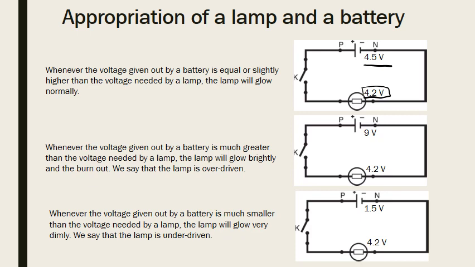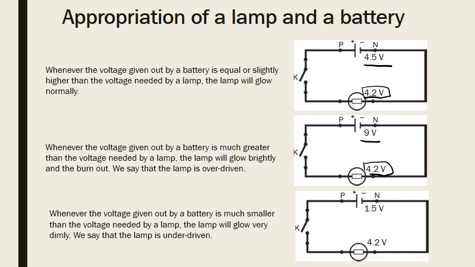Whenever the voltage given out by a battery is much greater than the voltage needed by a lamp, the lamp will glow brightly and then burn out. We say that the lamp is overdriven. So for example here the battery is 9 volts, but the lamp only uses 4.2 volts. Here the lamp will glow brightly and then it will burn out, so it will just switch off. This is called overdriven. So the lamp is overdriven.